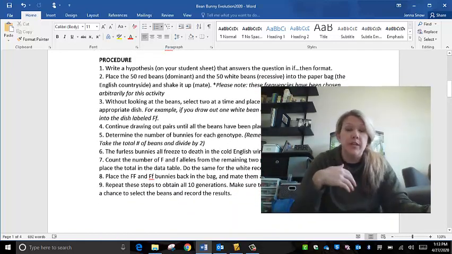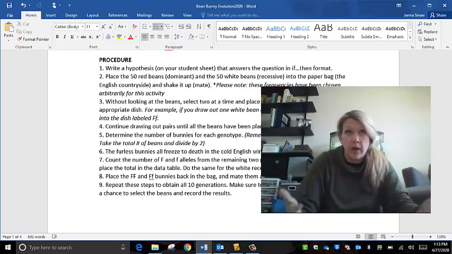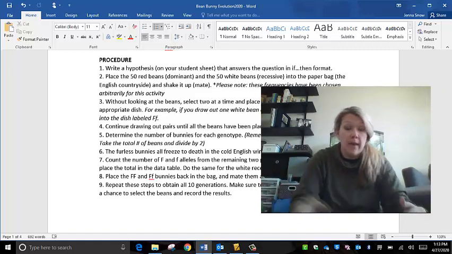So let's read through the procedure. The first thing I want you to do is write a hypothesis that answers that question in if-then format, right?